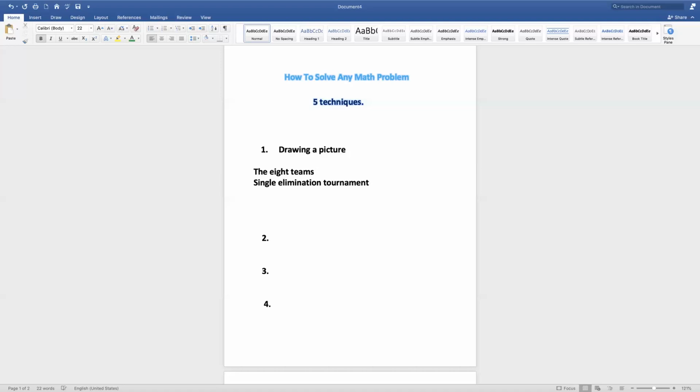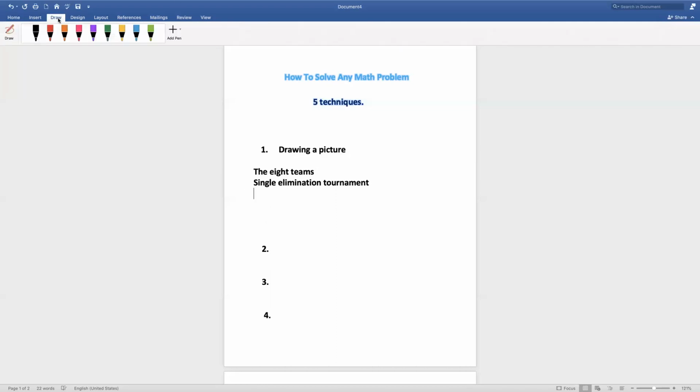And also, the question is asking how many games all these 8 teams have to play to find out the champion. So for this one, we're going to draw a diagram. It's the most simple method to solve this problem. There are many methods to solve a problem, but this is the most simple method and the method that I would prefer you guys to do.